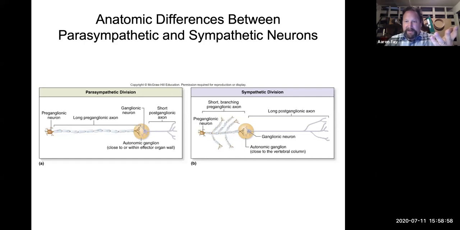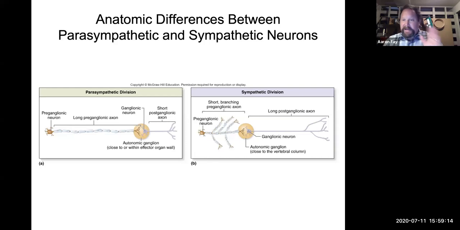So having neuronal convergence makes this process a little bit easier, whereas having neuronal divergence, in the case of the sympathetic division, makes that job easier. It just depends on what you're trying to do.